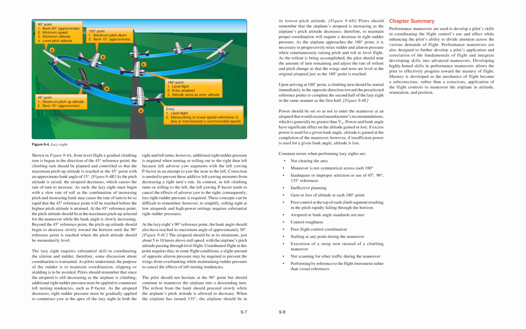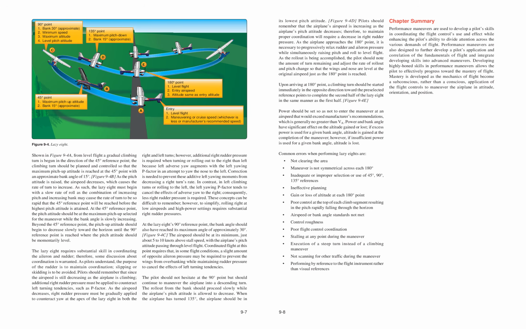Pilots should remember that since the airspeed is still decreasing as the airplane is climbing, additional right rudder pressure must be applied to counteract left turning tendencies, such as P-factor. As the airspeed decreases, right rudder pressure must be gradually applied to counteract yaw at the apex of the Lazy 8 in both the right and left turns. However, additional right rudder pressure is required when turning or rolling out to the right than left, because left adverse yaw augments with the left yawing P-factor in an attempt to yaw the nose to the left. Correction is needed to prevent these additive left yawing moments from decreasing a right turn's rate.